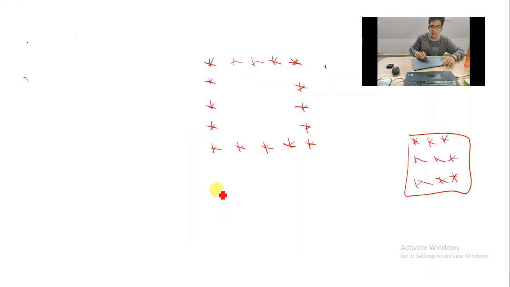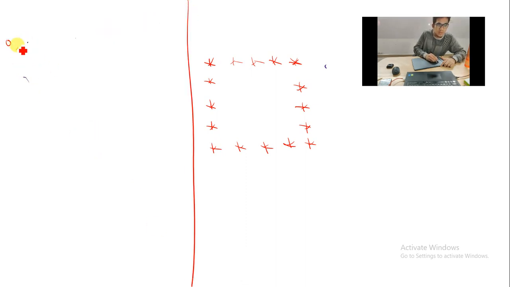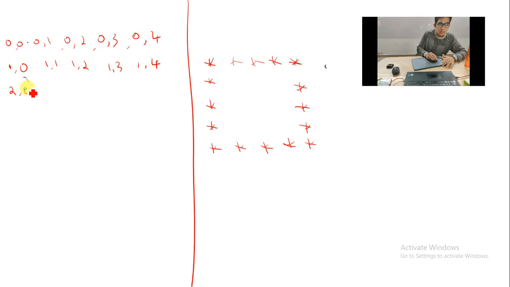Let's see here. What I'll do is write these values. Watch it. 0 0, 0 1, 0 2, 0 3, 0 4, because if it is a 5 cross 5 star, it is from 0 to 4. Then it is 1 0, 1 1, 1 2, 1 3, 1 4, 2 0, 2 1, 2 2, and like this it continues.